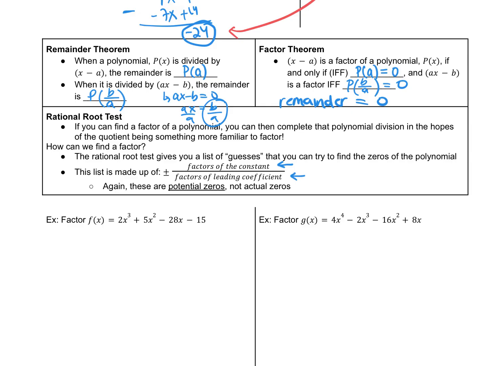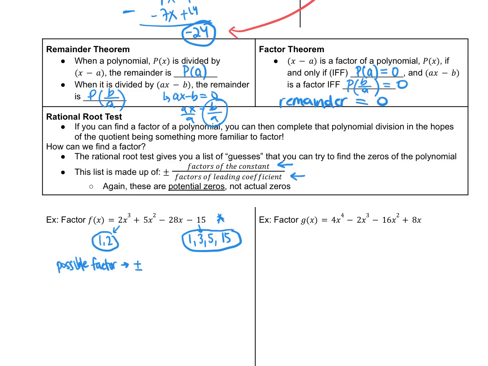So let's factor f at x equals 2x cubed plus 5x squared minus 28x minus 15. The possible factors of 2 are 1 and 2. The possible factors of 15 are 1, 3, 5, and 15. So if I divide these ones by these, it'll be all the possible factors. So let's write a list of all the possible ones. So plus or minus, I'm going to take the 1. So I'm going to start with this list.